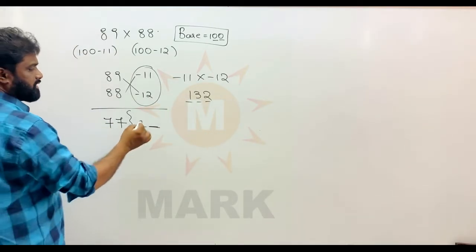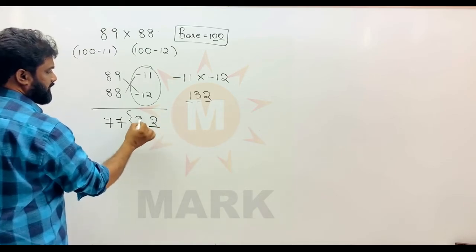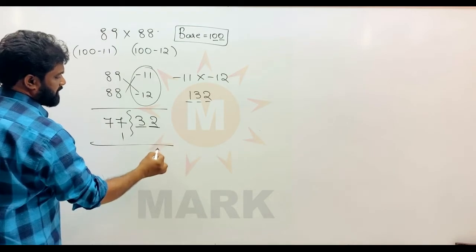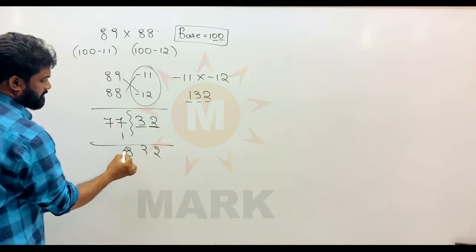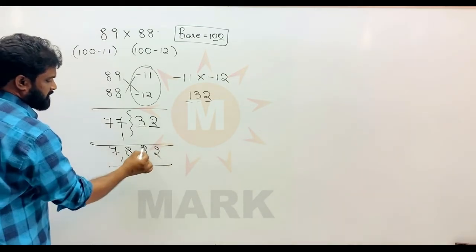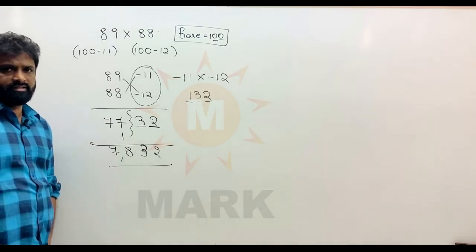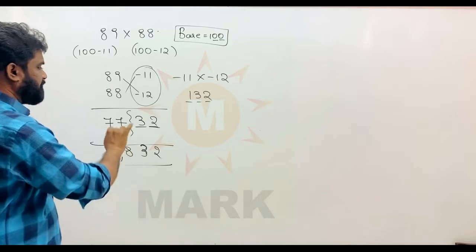Therefore a carry forward happens. So from the units place 2, 3 and 1 will come here as a carry forward. So if you sum up, this is 2, 3, 8, 7. So 7832. 7832 is the answer for this question. So this is how one carry forward happens.